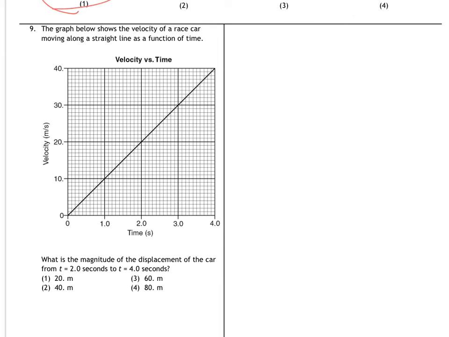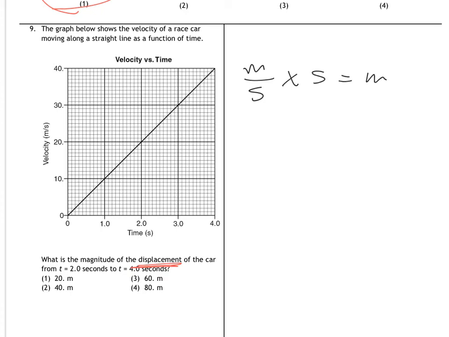Number 9, it says the graph below shows the velocity of a race car moving along a straight line as a function of time. This graph is a velocity versus time graph, so I know that the slope is acceleration. But the question actually asks me for the magnitude of displacement. Displacement is measured in meters, so let me take a look at these axes again. And meters per second times seconds is meters.